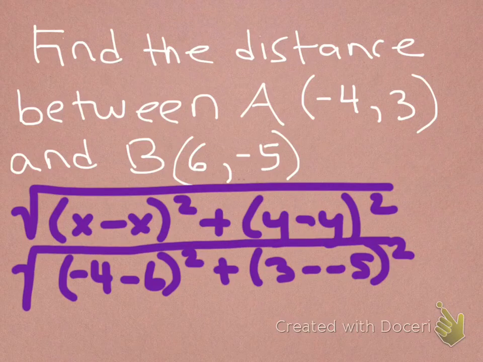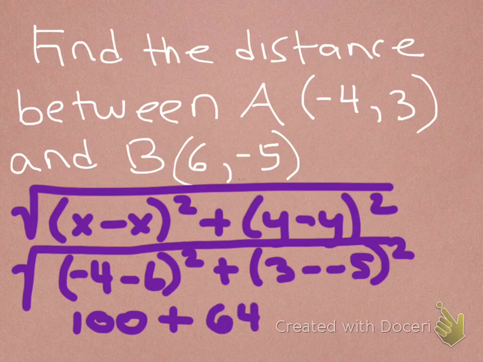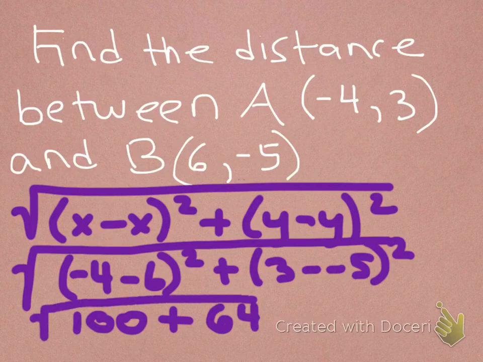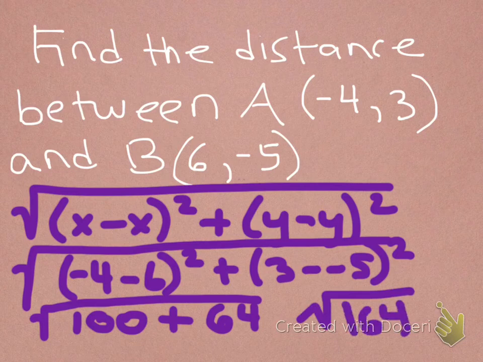You get -4 minus 6, which is -10. -10 squared is 100. Then we keep going. 3 minus -5 ends up being 8. 3 plus 5. 8 squared is 64. So we get 64. Now we add that together and we have the square root of 164. And you can leave your answer like that.